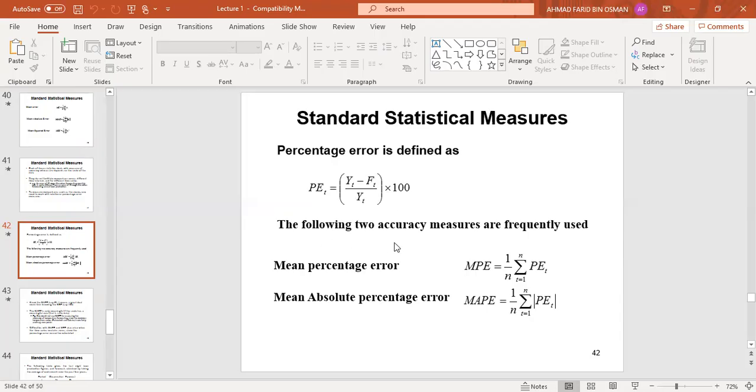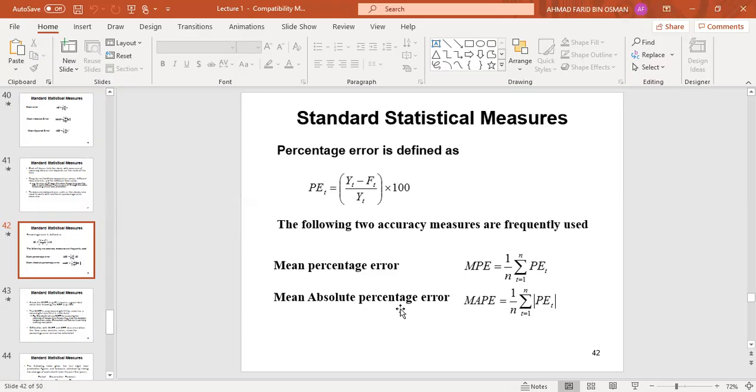The following two accuracy measures are frequently used. First, the mean percentage error. For each forecast value, you can compute each percentage error, and then for the entire set of forecasts, you can compute the average. You just sum all of the percent errors for all forecasts, and then divide by the number of forecasts you produced, and you get the mean percentage error.